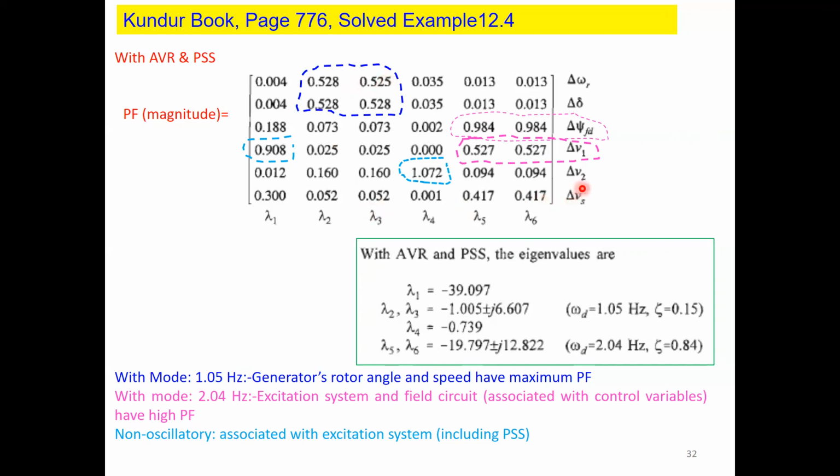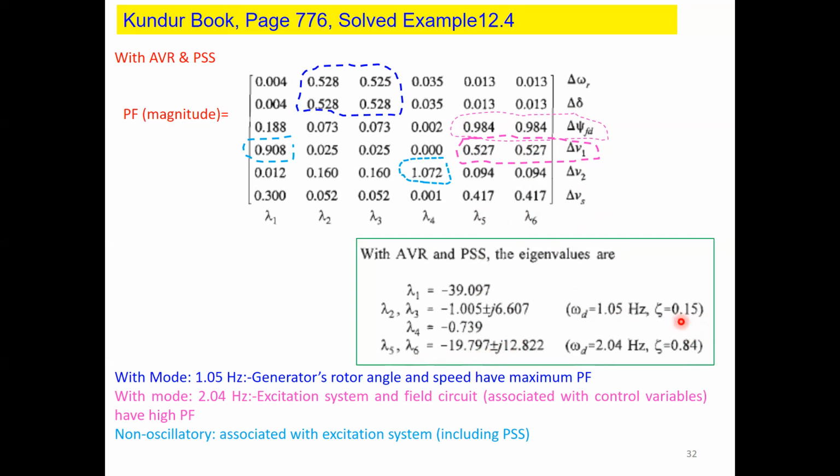And another point, when you look at this one, what does this mean? Is it lambda 5 and lambda 6? This one has a much higher damping ratio. Though you can see that they have somewhat higher oscillatory frequency, they have good damping ratio, and you can see the participation factor for these state variables corresponding to these modes. So these are actually the control variables associated with this mode, but they have good damping ratio. So you are not concerned about those modes which have higher damping ratio.